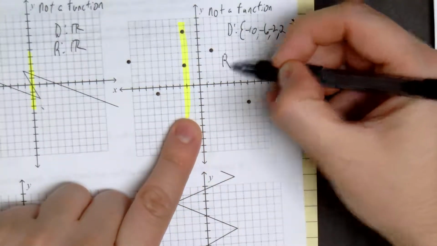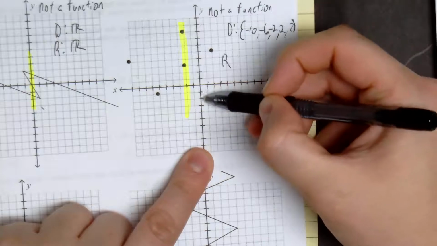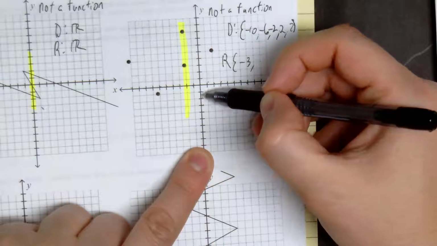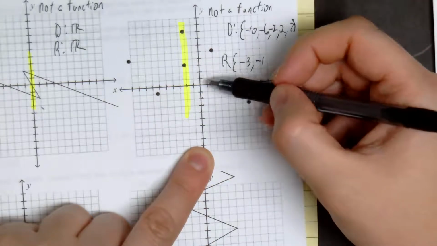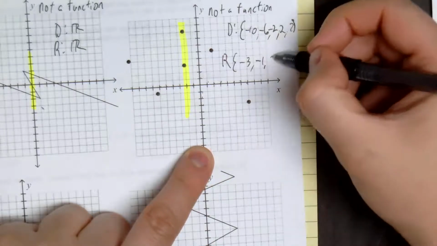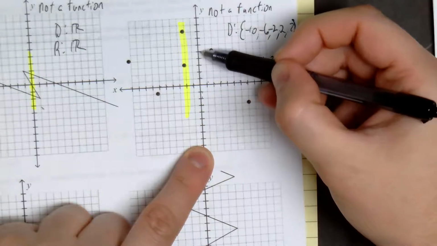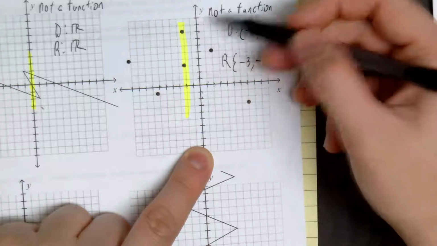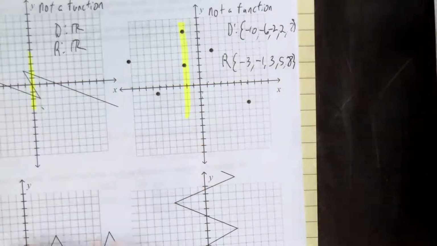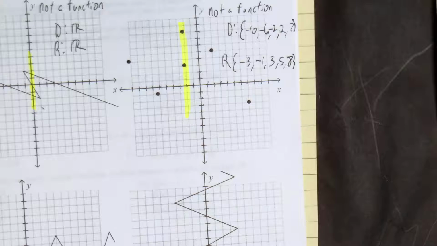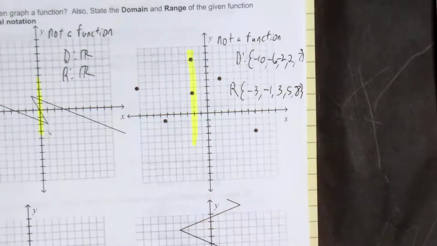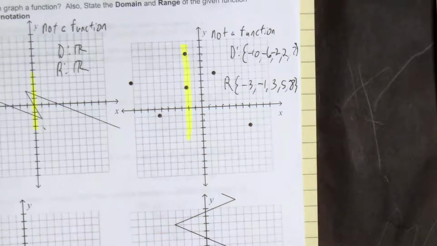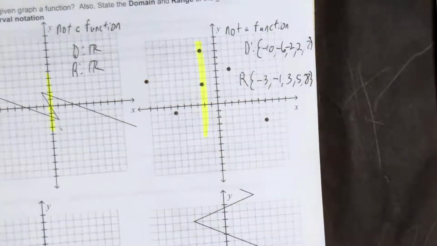Range, I'll write it a little better. Starting from lowest: negative 3, negative 1, 3, 4, 5, 6, 7, 8. Alright, and that's the range for that one. Not a function. Scatter plot, discrete graph. We're going to take a look at the third one. We'll see if that's a function itself.